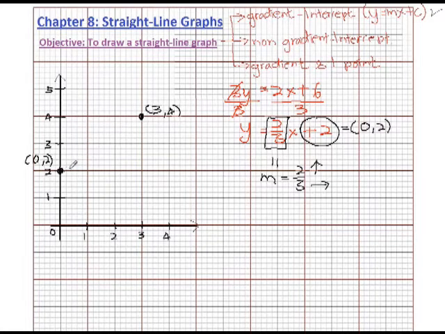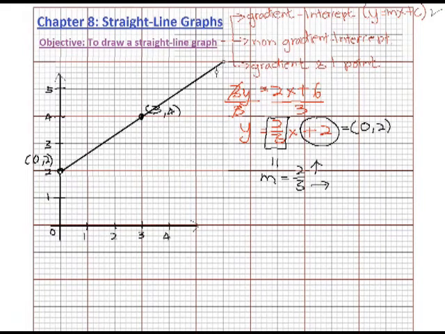Now we have figured out 2 points, and this is sufficient for us to draw the straight line. First, we join the 2 points, and if it is necessary, we can extend both sides. So now this line is the line represented by 3y equals 2x plus 6, and let's label it. So this is 3y equals 2x plus 6.